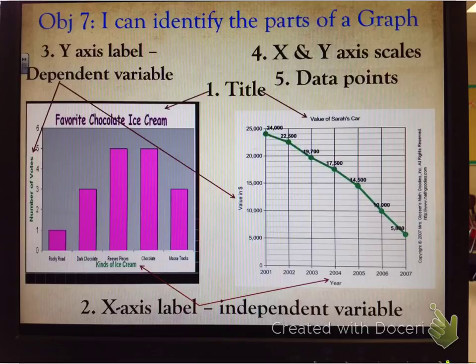The fourth thing you need to look for is that there's scales on your x and y axis. So for the bar graph, you see 0 to 6. And for the line graph, you see 0 to 25,000. And for the x-axis, you have 2001 to 2007, and then your kinds of ice cream. The last thing you're looking for are data points. So when people go through experiments, they collect data. In the analyze stage, they typically graph this data. So there has to be data points on the graph.